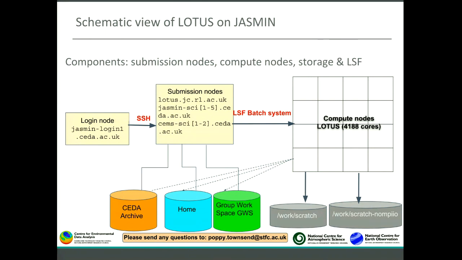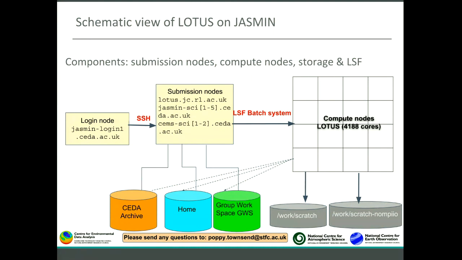They all have the capability to submit jobs to the compute node LOTUS, which is shown here as 4,188 cores. We're expecting more to come. Have a look at the JASMIN phase 4 article in the useful links at the end.